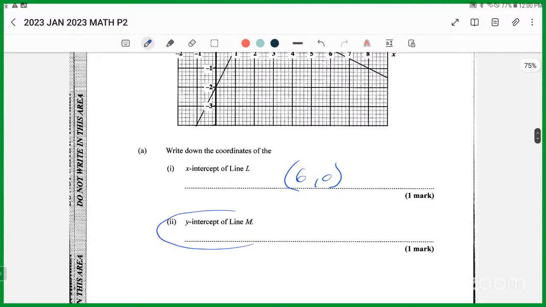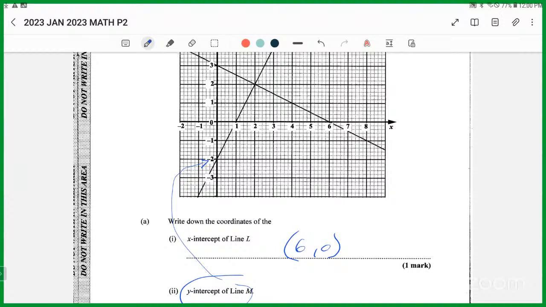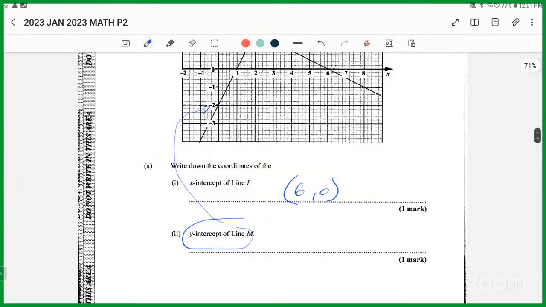The y-axis intercept of M. This one is asking about right here, for the y value: (0, -2). Y-axis intercept, (0, -2). That point is (0, -2). Don't give it away. Don't put (-2, 0) in it. (0, -2), those are 1 mark each. Very important, don't give them away. I like them, 3 marks.